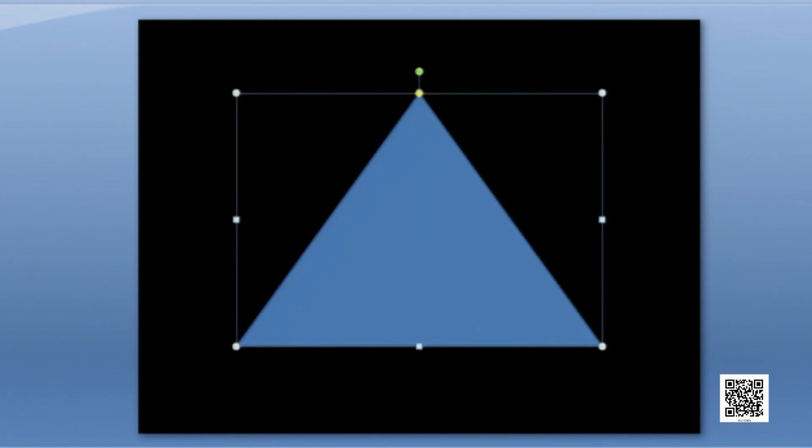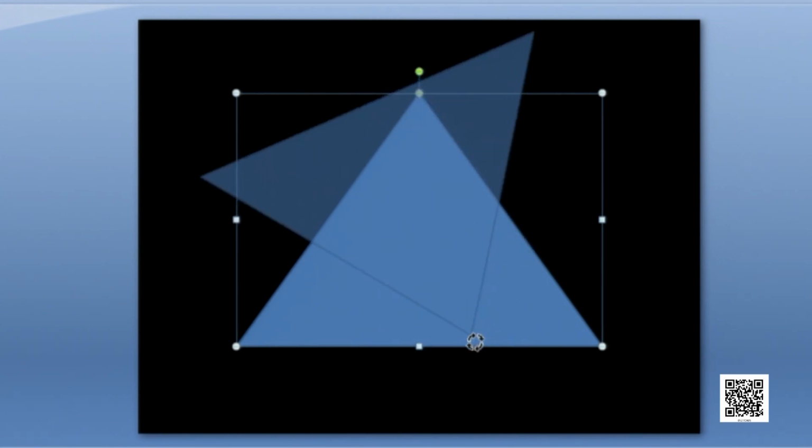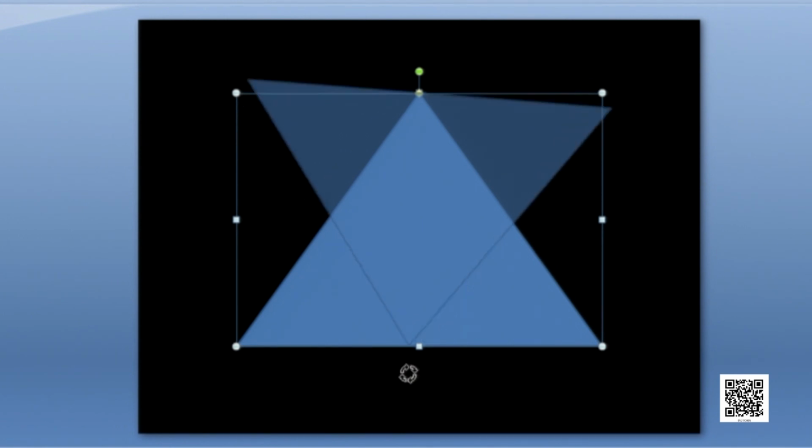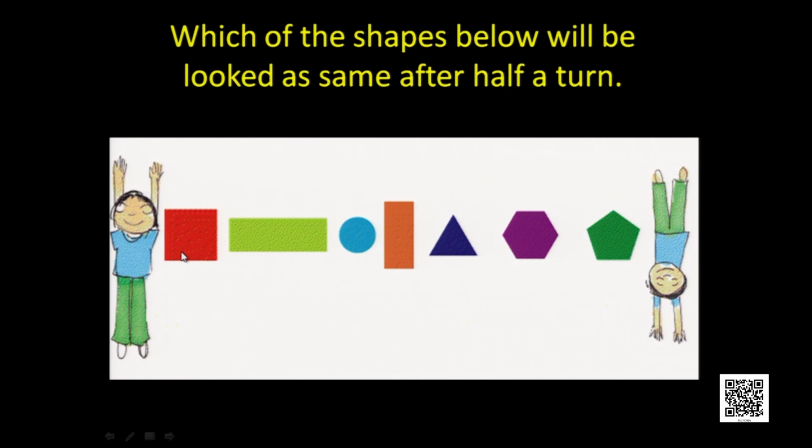Similarly, in the case of a triangle, here you see I am rotating it 180 degrees, that is a half turn. See, here the vertex is coming downward. I am not getting a similar triangle. Here this side is coming upward and the vertex is coming downward. Okay. Now similarly, this is a hexagon. If I make a half turn, it will look the same. Similarly, the pentagon doesn't, because here you see this angle part, the vertex, will come downward on a half turn.